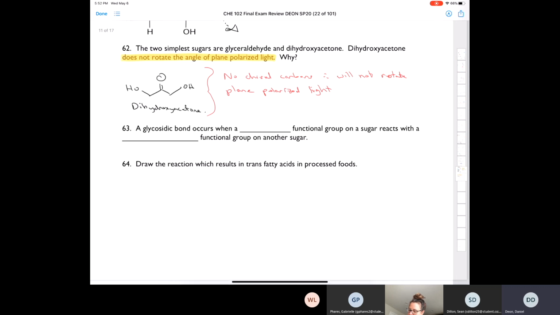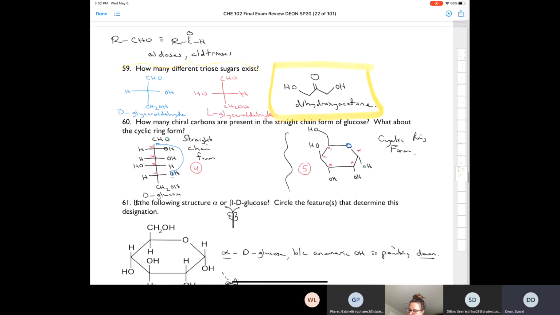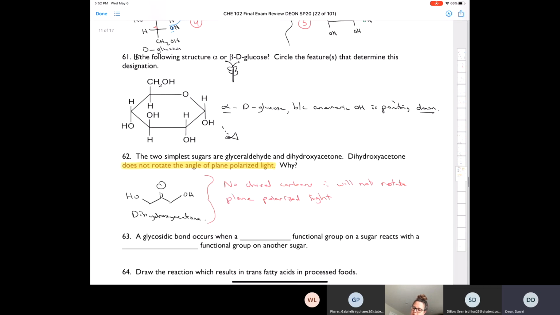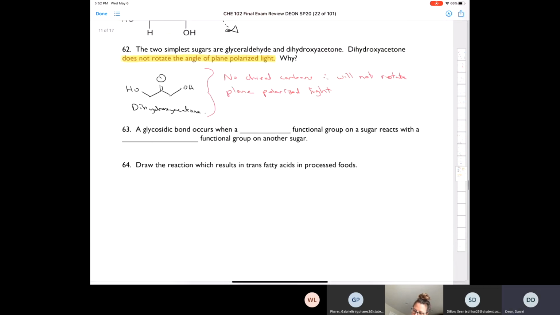So let's go back. I told you, for example, and I don't have these memorized at all, but let's say if D-glyceraldehyde rotated plane polarized light positive 10 degrees, then L-glyceraldehyde would be minus 10 degrees. And why? Because they both have a stereocenter. Only one, but they have a stereocenter. Whereas dihydroxyacetone has no stereocenters. All right, no stereocenters in the molecule.